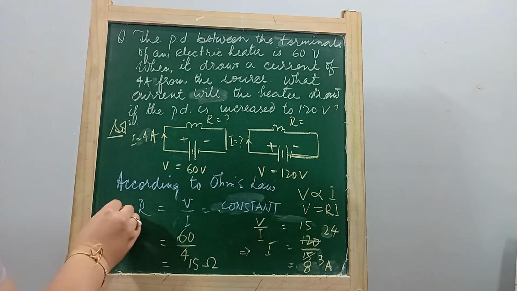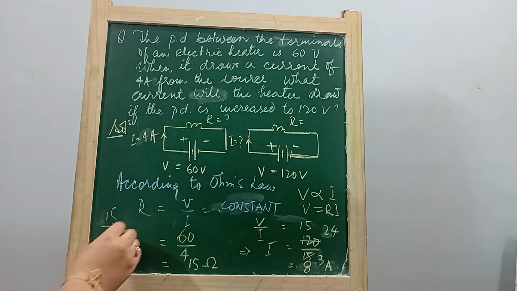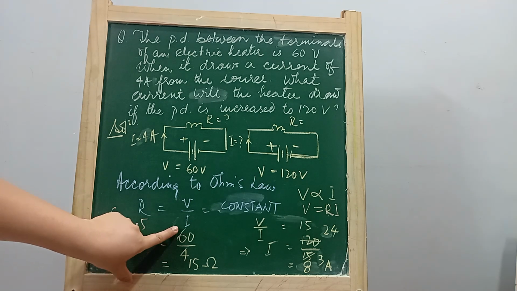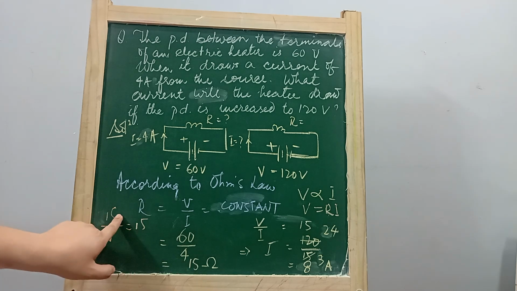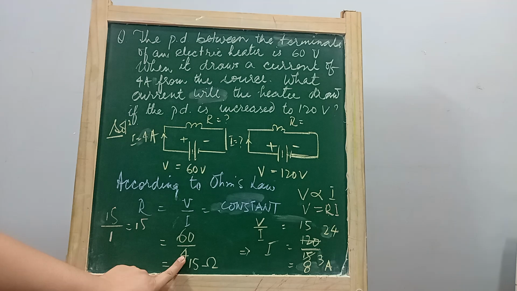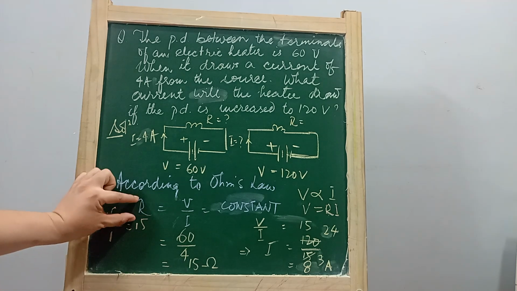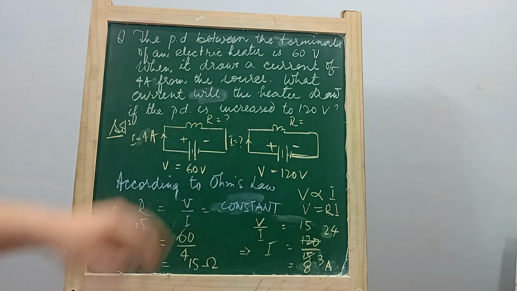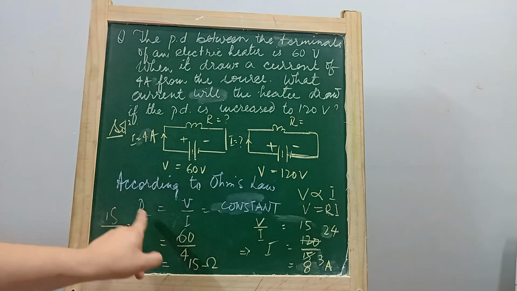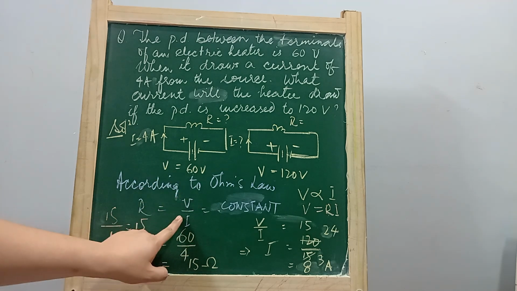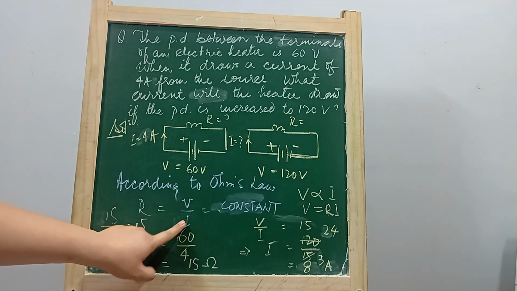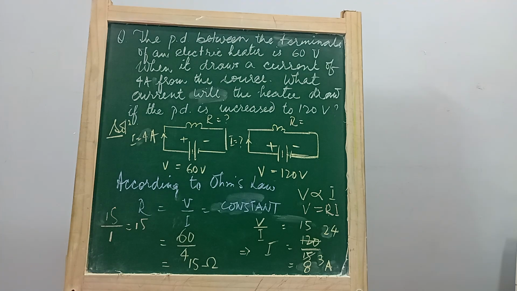15 on the top, 15 over 1, is 15. So when the potential difference is 15, the current will be 1. When the potential difference is 60, the current will be 4. It has increased 4 times, so the current also increases 4 times, but the ratio remains the same. That's what the resistance is. So by dividing V by I, we have come to know the resistance. In this relationship, if you know the resistance and either V or I, the other can be calculated. If you know V, I can be calculated; if you know I, V can be calculated.